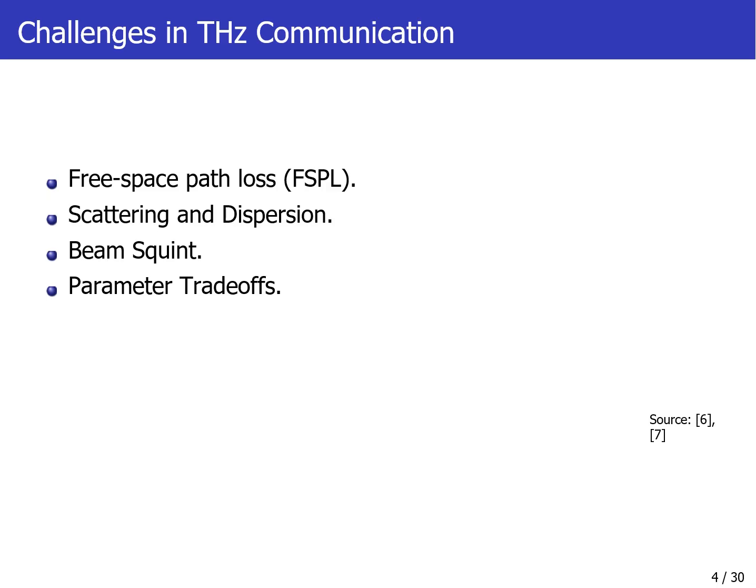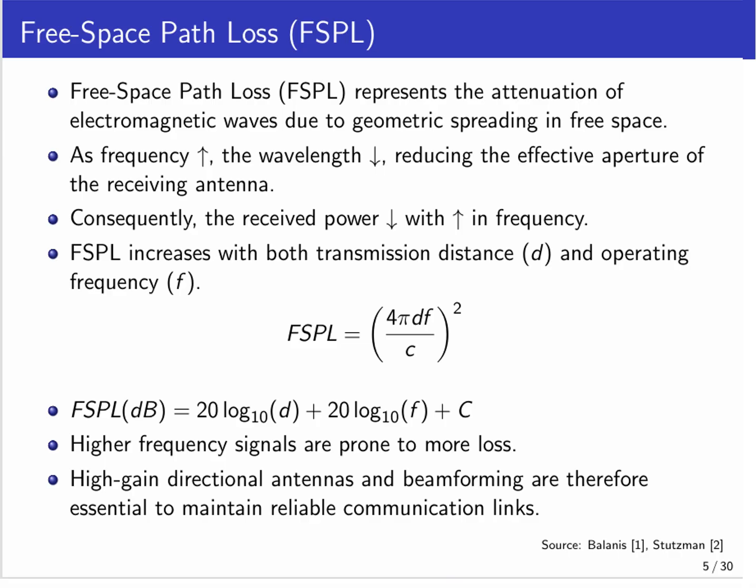Among these challenges, free space path loss becomes extremely severe at higher frequencies. We know that when an antenna radiates electromagnetic power, the energy spreads over an expanding spherical surface. Here, free space path loss represents the attenuation of the electromagnetic waves due to geometric spreading in free space. With increase in frequency, the effective aperture of the receiving antenna decreases. So the receiving power at the receiver end decreases with increasing frequency.